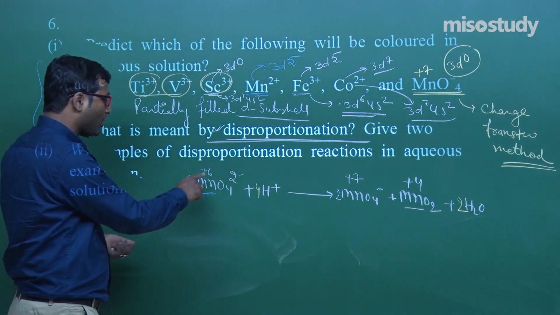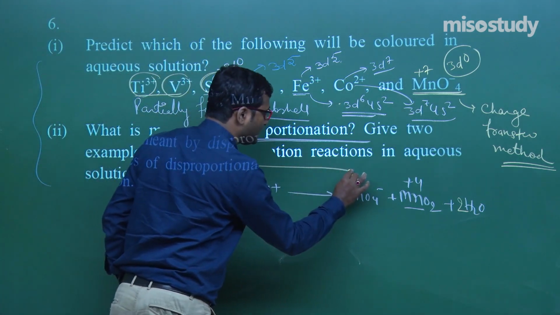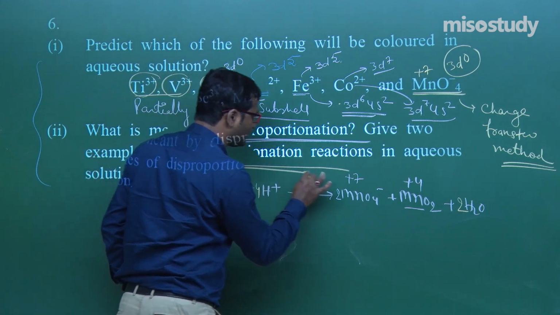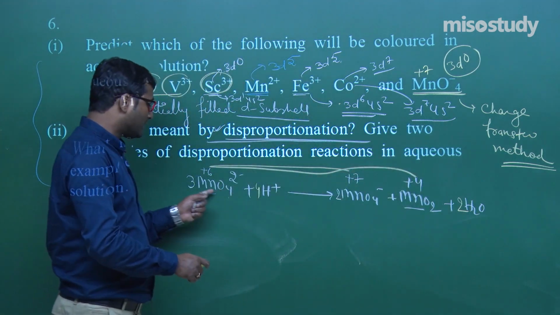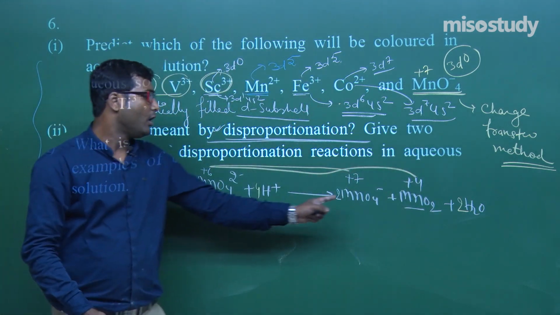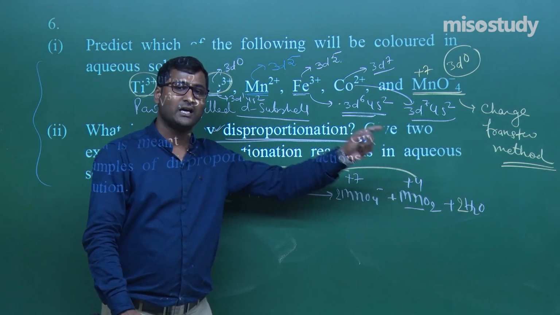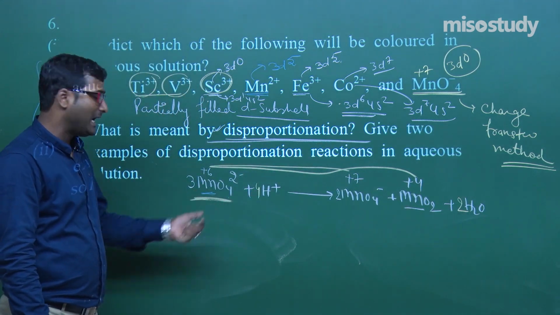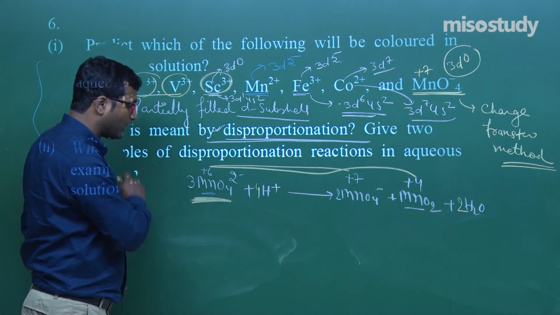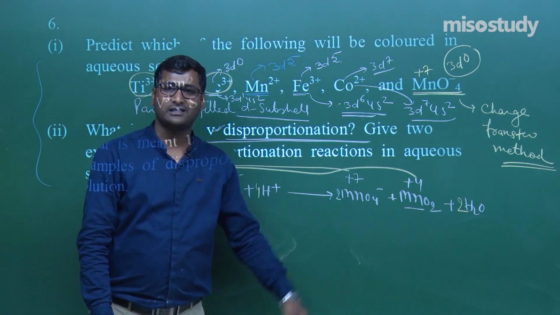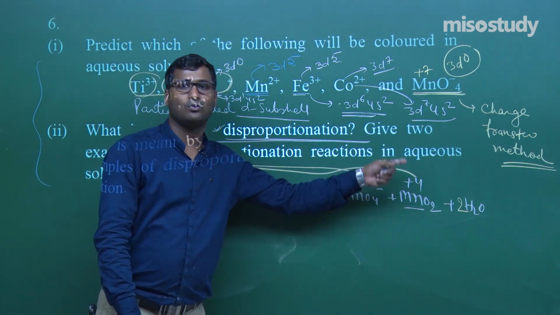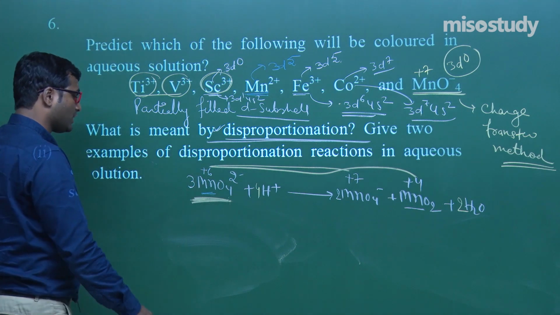Now here the oxidation state first increases, and again the oxidation state decreases. So the same substance undergoes both oxidation and reduction. That is, the atom in the particular molecule undergoes both oxidation and reduction, and this is known, my friend, as a disproportionation reaction.